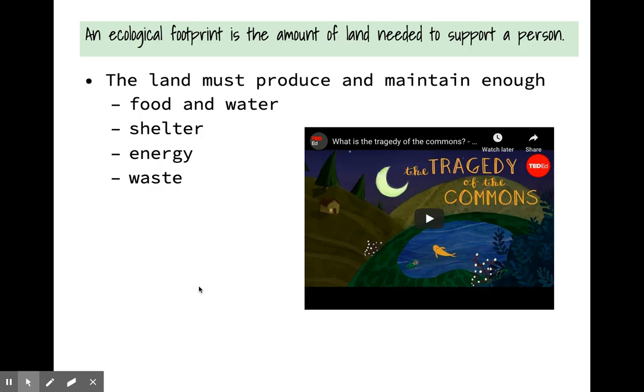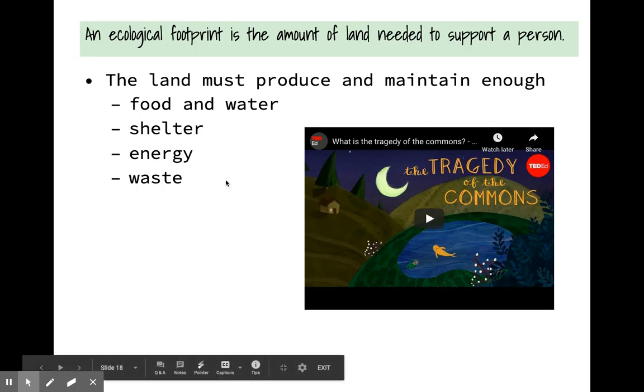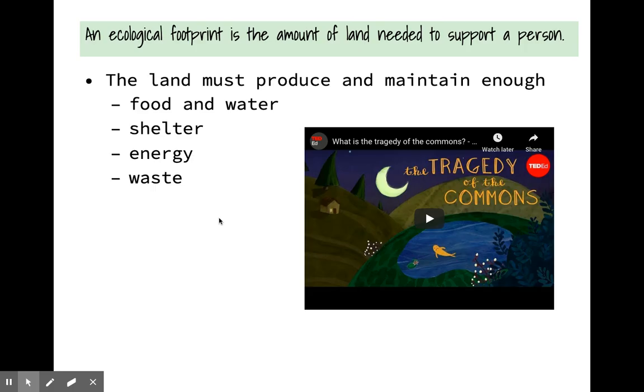An ecological footprint is the amount of land needed to support a person. So how much land is needed just to support you? The land must be able to produce and maintain enough food, water, shelter, energy, and waste. Here's another example of a video. This is called What is the Tragedy of the Commons? Please, once again, watch this video. It talks about our ecological footprint and what we need in order for us to survive.